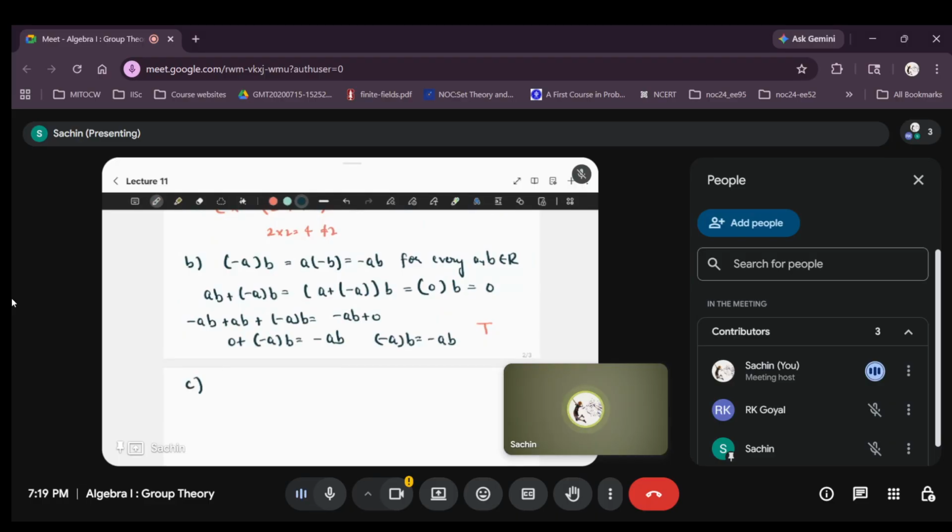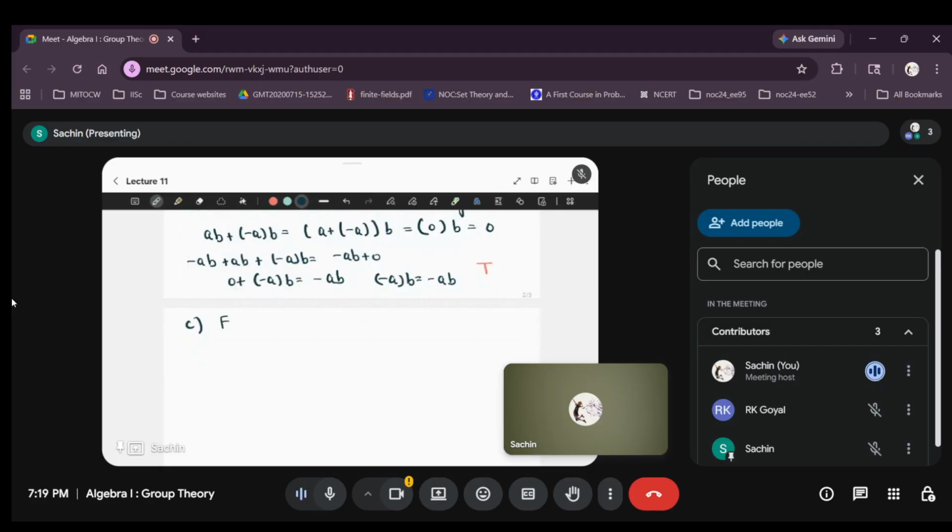Then C says, for any A, B, C three elements in the ring, if AB equals AC, then B equals C. Is that true?